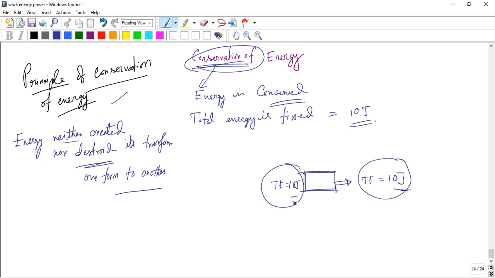And we know energy is a scalar quantity. Now, consider in between that event, between the starting event and the ending event, if you choose any time or any point, here also the total energy is constant. The total energy is also 10 joule.